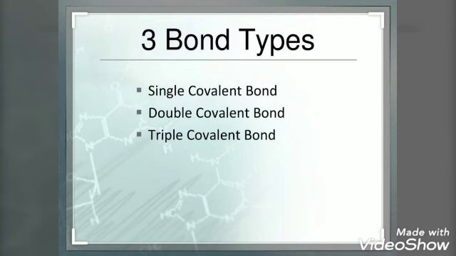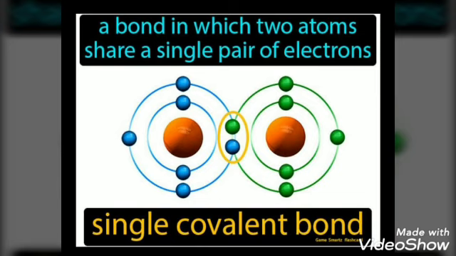Covalent bonds are of 3 types: single covalent bond, double covalent bond, and triple covalent bond. We will now discuss the formation of these 3 types of covalent bonds in detail. Let us first discuss the single covalent bond.